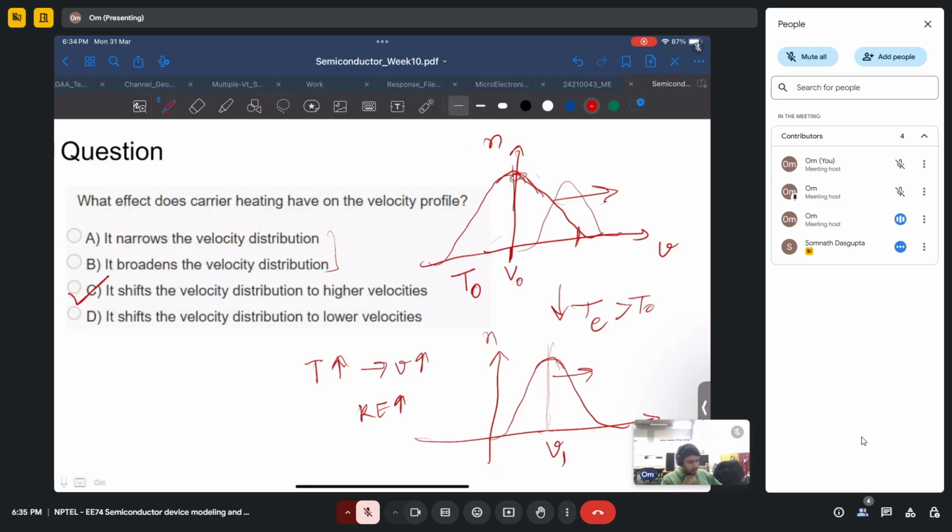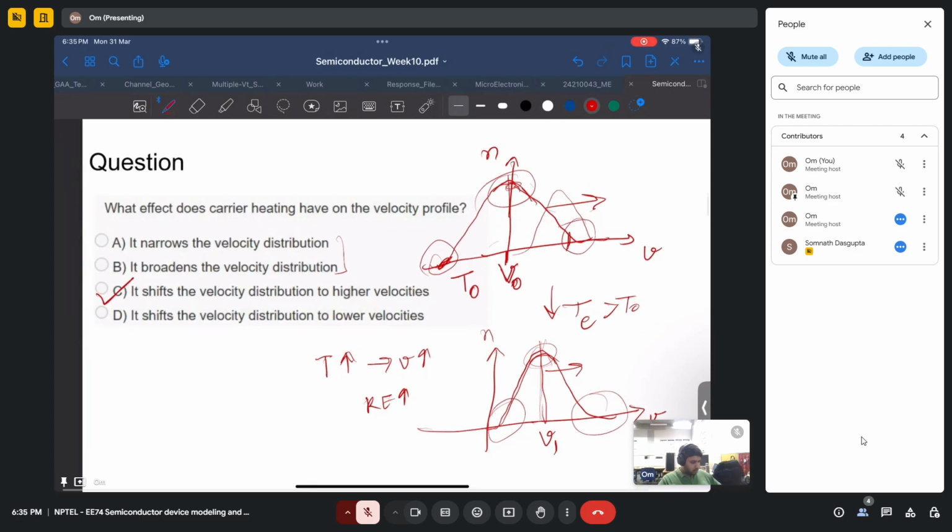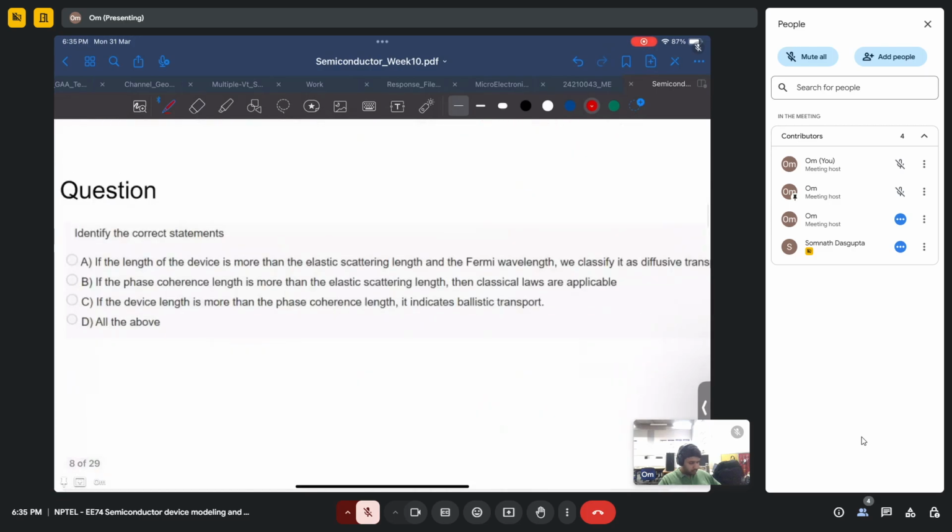Even at T0, some carriers have lower velocity, some have higher velocity, and most of them have some peak velocity V0. If we increase the temperature, the same thing will happen. Some will still have lower velocity, some will have higher velocity, and most of them will have some velocity V1. So this distribution will not change, it will just shift. Okay. Next question.